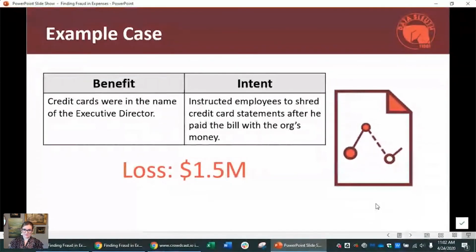The assistant was actually the whistleblower and still had copies of those credit card statements. And also we knew that the benefit piece, that the executive director benefited from this, because the credit cards were in his name and he was the one going to the casino, and that was a $1.5 million loss.